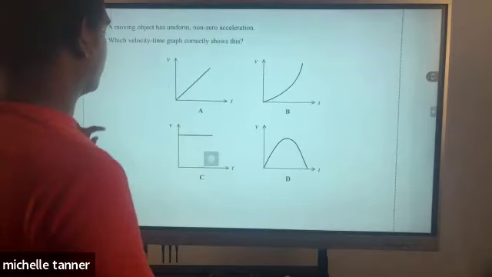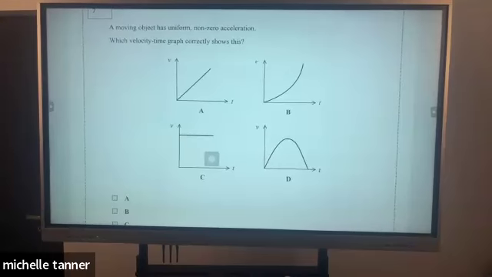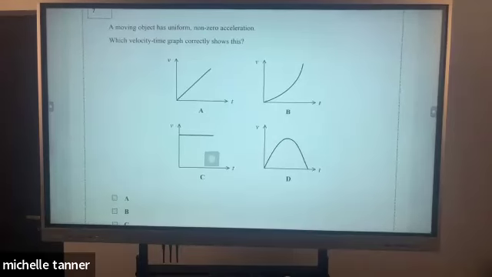Question number 7. Quickly give the answer. A moving object has uniform non-zero acceleration. Which velocity time graphs correctly show this? So uniform acceleration. Moving object has uniform non-zero acceleration. The answer is C, sir.